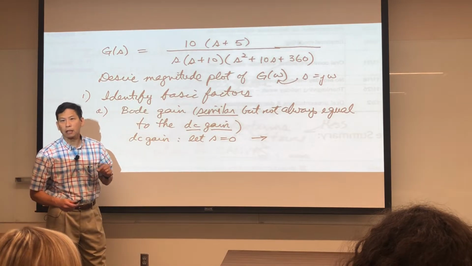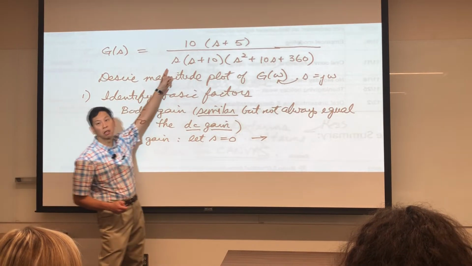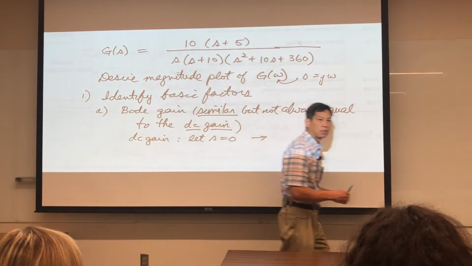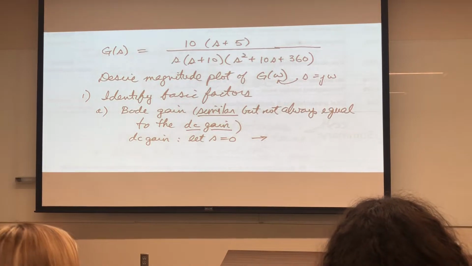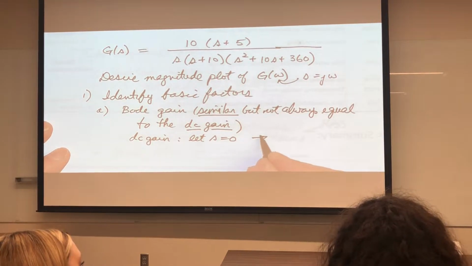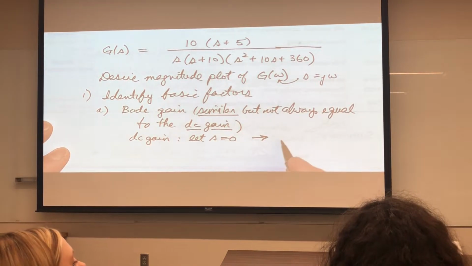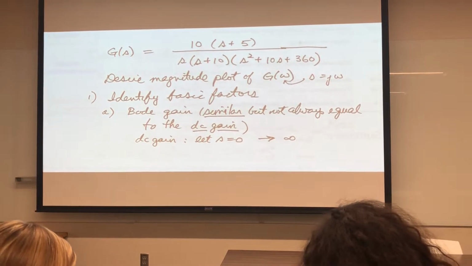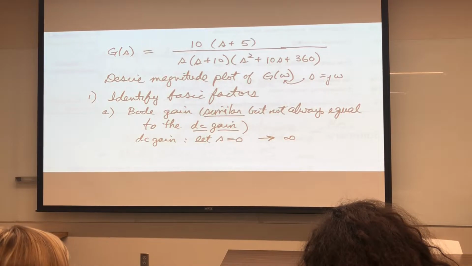Now for this particular function, if I let S go to 0 here, I'm going to get a divide by 0. So what does a divide by 0 yield us? What will be the number that results if S goes to 0? Infinite. So the DC gain for this problem is infinity. Some systems have infinite DC gain.